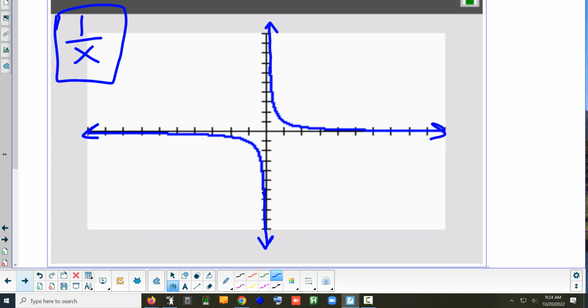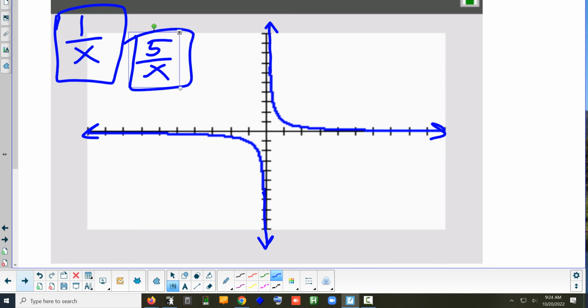What if I made that number on top a 5? What would this be getting closer and closer to now if x got bigger and bigger? In your head, let x be 10, or let it be 100, let it be 1,000, let it be 1,000,000. I want to know what's happening to that fraction. Yeah? It's still getting closer and closer to zero.